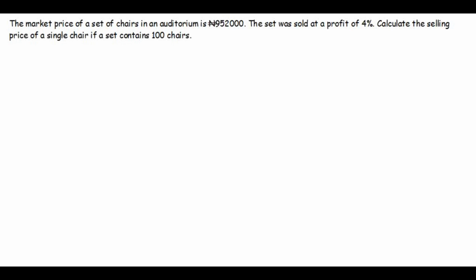The market price of a set of chairs in an auditorium is 952,000. If the set was sold at a profit of 4%, calculate the price of a single chair if a set contains 100 chairs. Feel free to pause the video and try this example. Now I'm told the market price of the set of chairs in the auditorium is 952,000. And the market price can also be seen as the cost price, and that same set of chairs contains 100 chairs, meaning that if I were to multiply 100 times the price of a single chair, let's assume that the price of a single chair is C, I would have 952,000.